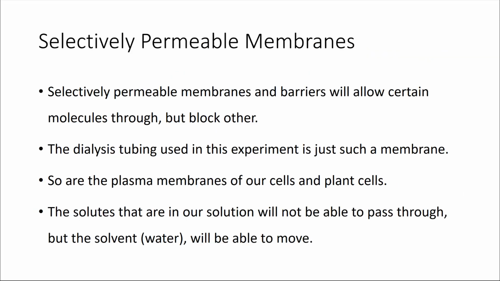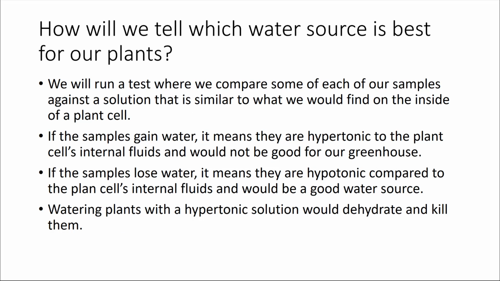Selectively permeable membranes and barriers allow certain molecules to pass through, but they block others. The dialysis tubing used in this experiment is just such a membrane. So are the plasma membranes of our cells and also of plant cells. The solutes that are in our solution will not be able to pass through, but the solvent, the water, will be able to move. So how are we going to tell which water source is best for our plants?